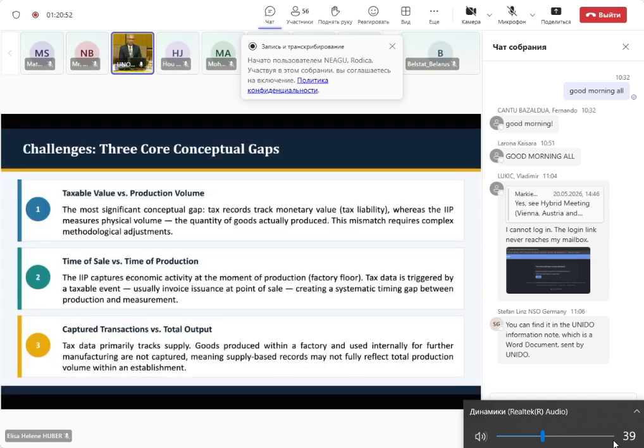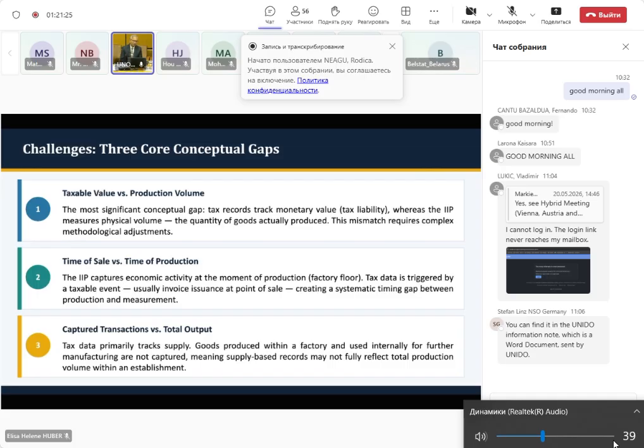So what are the key challenges we are likely to face in the use of administrative data, particularly this tax data that we are talking about? The first one is that when they file a return, it is on the taxable value. So they provide a taxable value and they file the tax on that taxable value. Can I equate taxable value with the production volume? That is the first conceptual question that we need to answer in order to ensure that this data is usable.